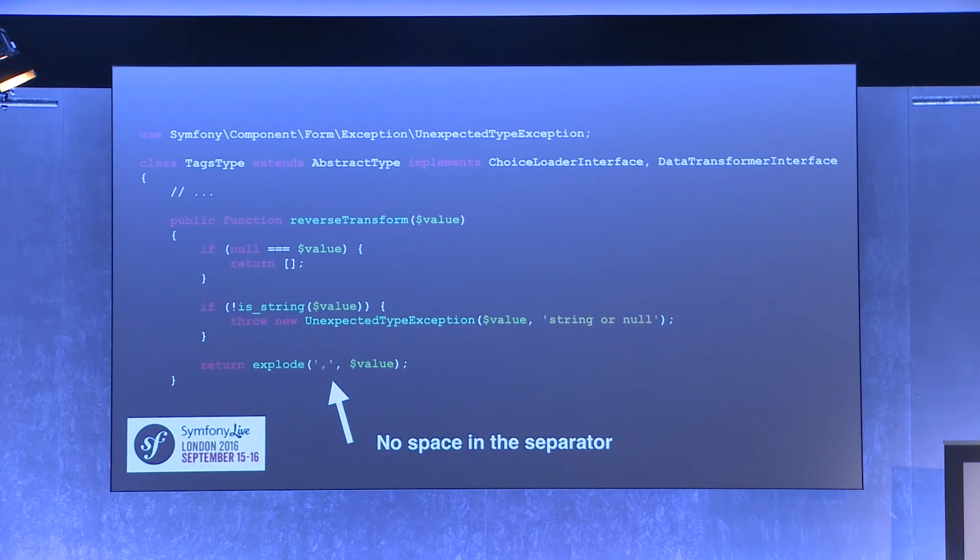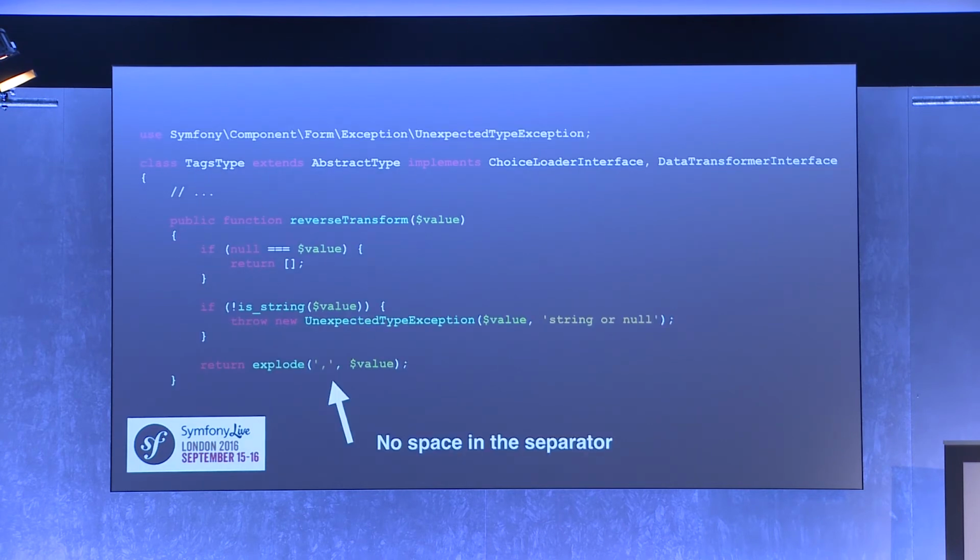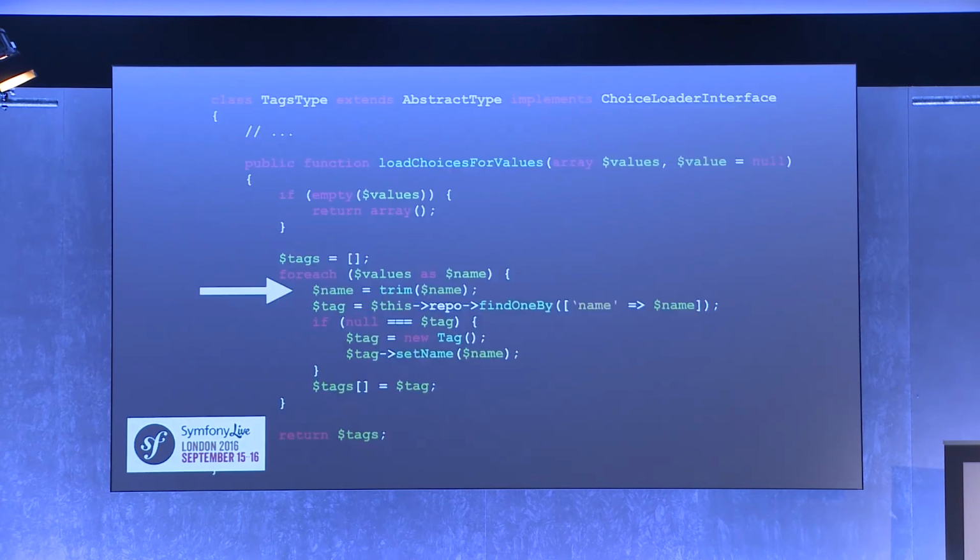Pay attention to this explode, which does not hold the space as does the implode, because we are not sure the user will separate with commas and spaces. So we just need to separate by the comma, but this implies being careful on the load choices for values and trimming the name to be sure that the entity will be fine.